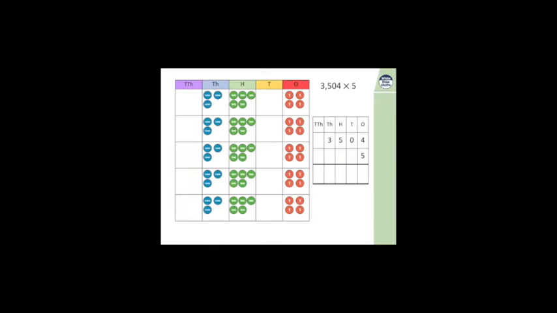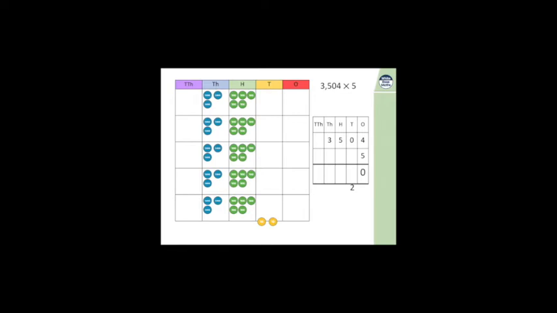3,504 times 5. First step, 5 times 4, or 5 groups of 4, is 20. 5 times 4 is 20, or 4 times 5 is 20. But we're going to exchange groups of 10. Exchange 1 group of 10 1s for 1 10, and another group of 10 1s for 1 10. 2 underneath, 0 in the box.